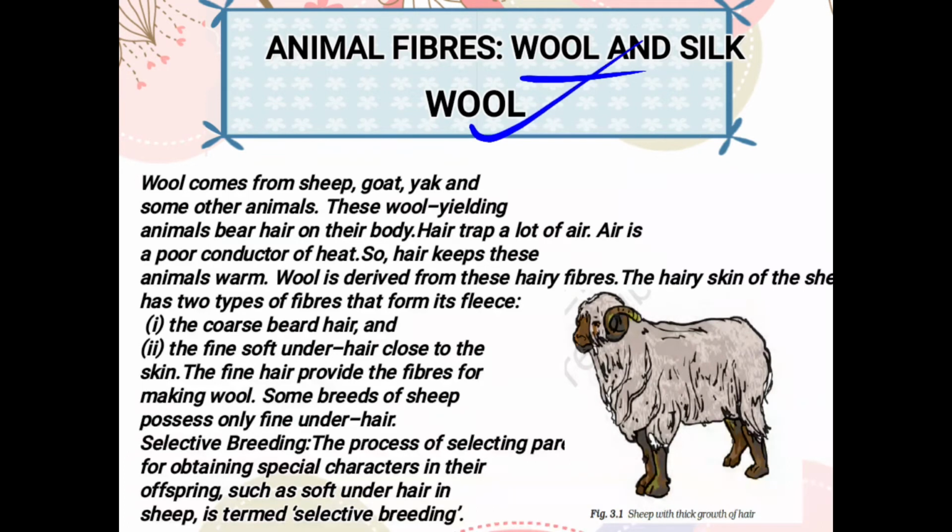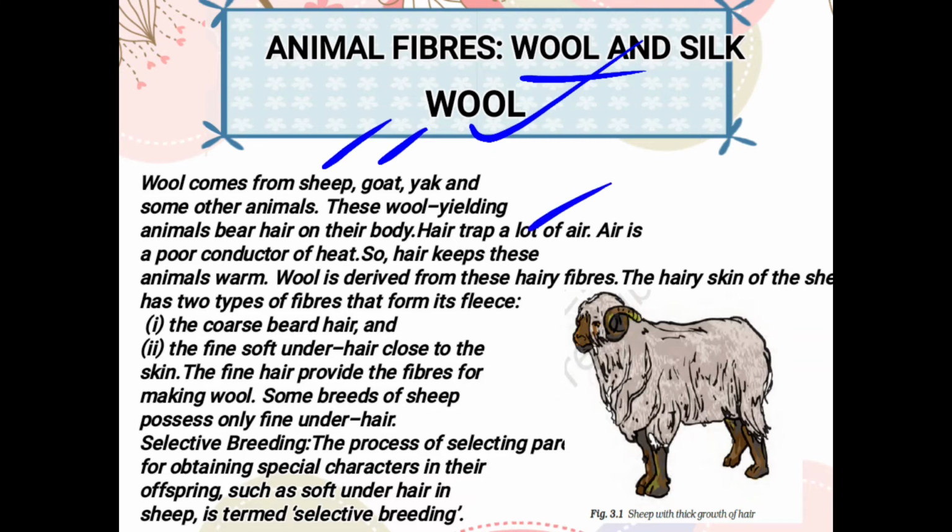So first of all, what do we have to read? We have to read the animal fiber that is called wool. Now wool, all of you must know, since childhood it has been told to you that we get wool from the sheep. But no, children, see, from the sheep we do get a kind of wool, but apart from the sheep there are some other kinds of animals also from which we are getting wool. We are getting wool from the goat, from the sheep, from the yak, as well as some other animals from which we are getting wool, which we will study further.